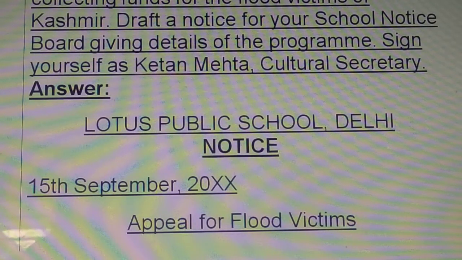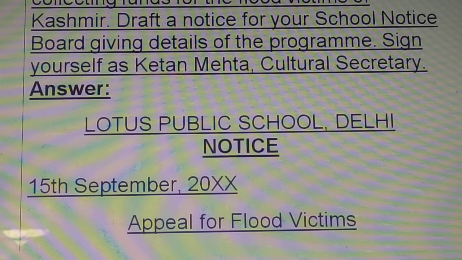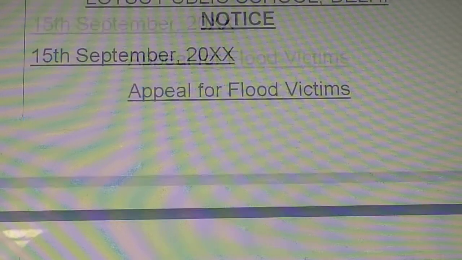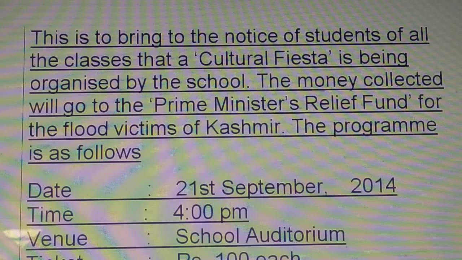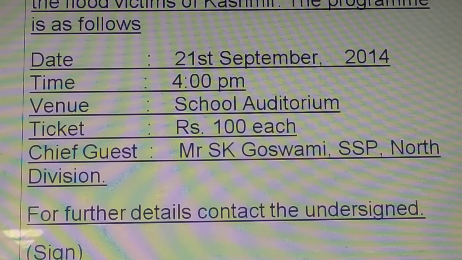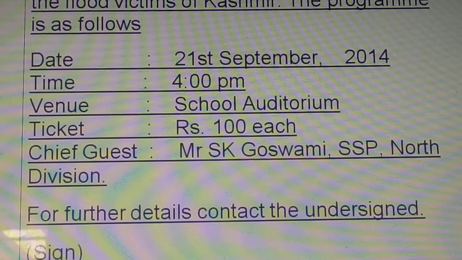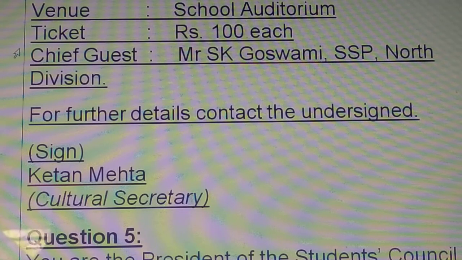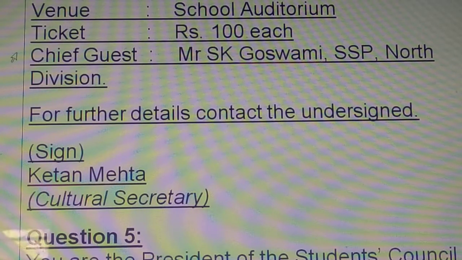So this is how you have to write. Okay? Name of school, notice, address, notice. Appeal to flood victims. This is to bring to the notice of students of all classes. It is about what? Cultural fiesta that is being organized. It's also the money that is being collected. Dates are mentioned there, time, venue, ticket, chief guest. For further details, contact Ketan Mehta, cultural secretary. So that's how you write it, children.